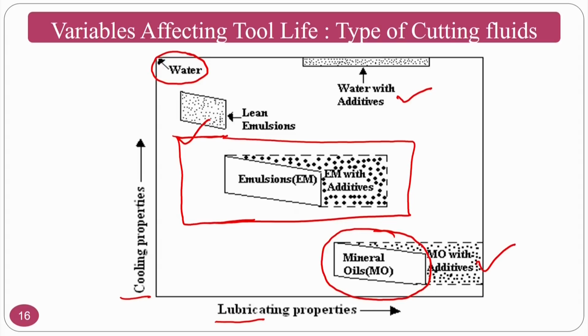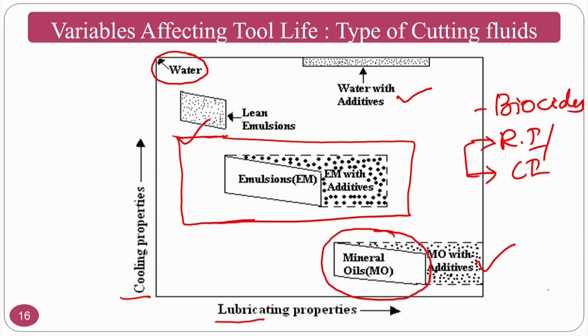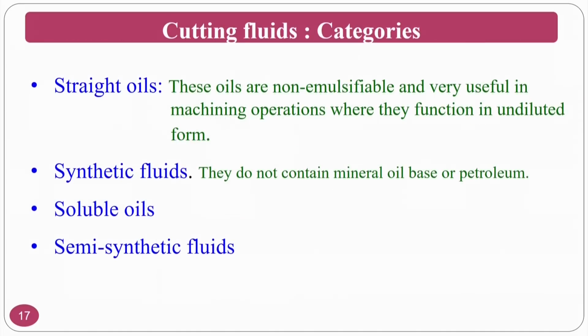If I want to add some additives like biocides, rust inhibitors, which are also called corrosion inhibitors, okay, both are the same, and high pressure additives, many additives are there that you can add to the emulsions. Okay, this is about the plot between lubricating properties of the cutting fluid and cooling properties of the cutting fluid. So there are varieties of cutting fluids.